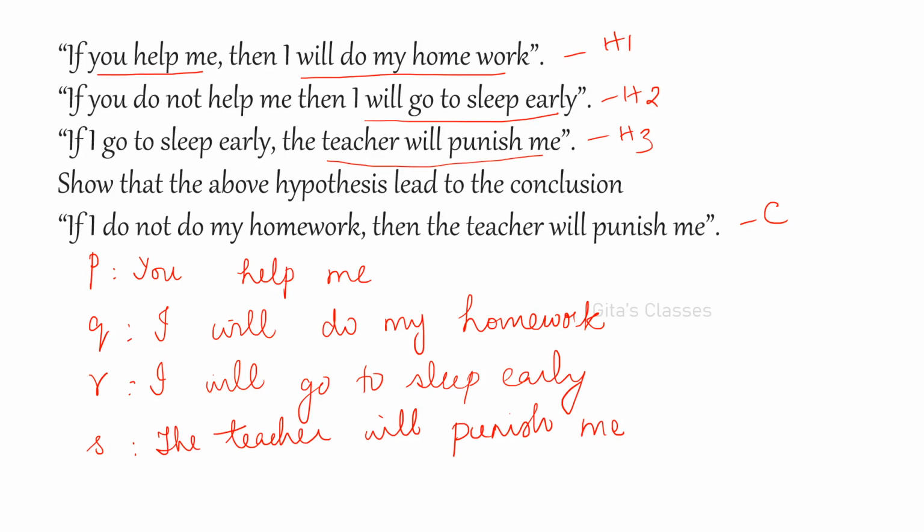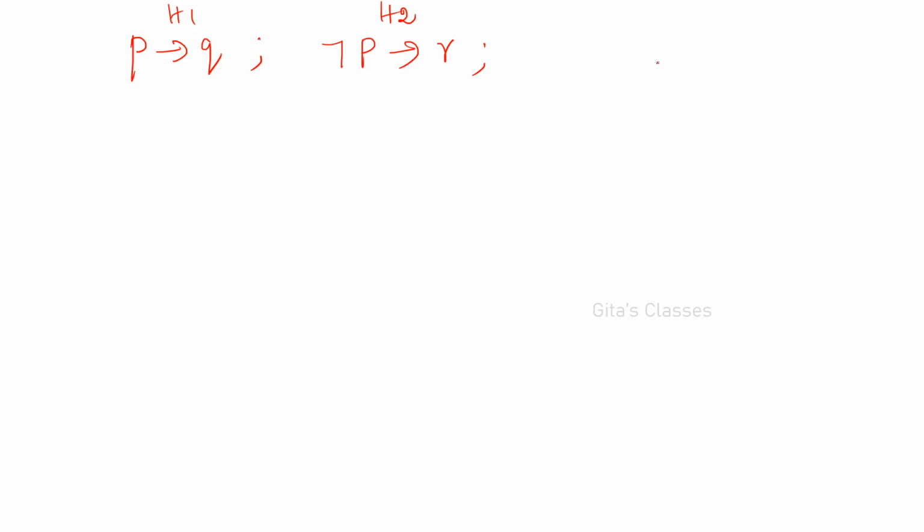What is the third premise? If I go to sleep early, the teacher will punish me. If I go to sleep early is R, right? So if R, then the teacher will punish me. That is R conditional yes. This is our H3, right? Now, H1, H2, H3 I have written.